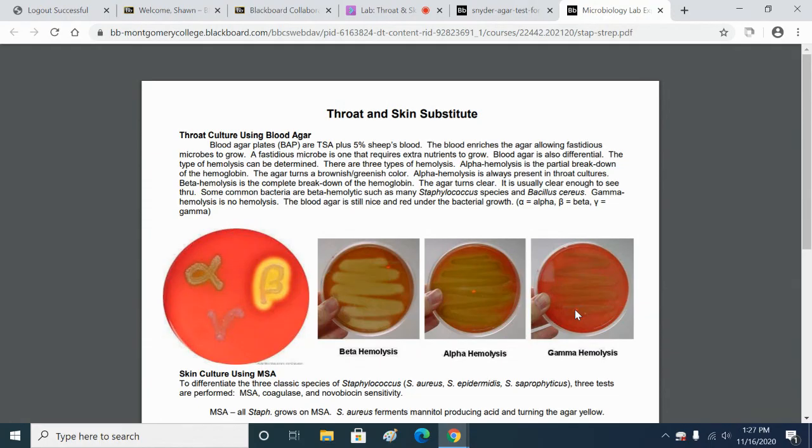So anything else about blood agar? Oops. Sorry about that. But any other questions about blood agar?